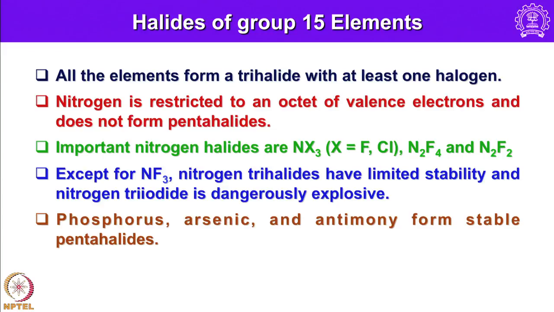Also, we know besides NX3, that is NF3 and NCl3, N2F4 and N2F2 are also known. Except for NF3, nitrogen trihalides have limited stability, and nitrogen triiodide is dangerously explosive, and phosphorus, arsenic and antimony form stable pentahalides like PCl5, AsCl5 and SbCl5.